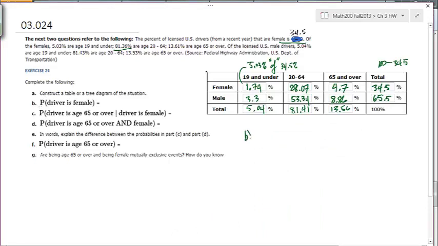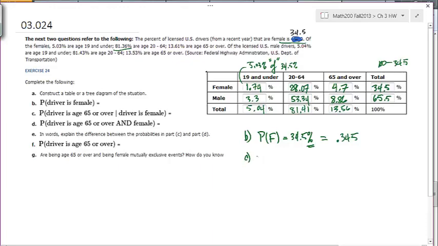For part B, what's the probability that the driver is female? Well, we actually don't need to look at the table. It says 34.5% are female, so we already have that answer. So that's 34.5%. Now, this is a percent answer. If you want your answer to be a real number, then you need to change this into a decimal. So remember how to change into a decimal. Just move the decimal point 2 places to the left and drop the percent symbol. So this is 0.3450 if we're going to be officially rounding off to 4 decimal places, but that's not important.